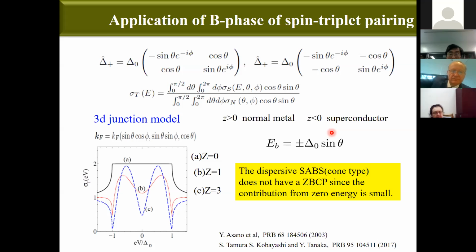And the dispersive surface Andreev bound state cone type, after summing up all contributions, does not have a zero bias conductance peak. Although it has a zero energy state at theta equals 0, it's only a point in the surface Brillouin zone, and the contribution is quite small. So the zero energy peak, the zero bias conductance peak, never appears.